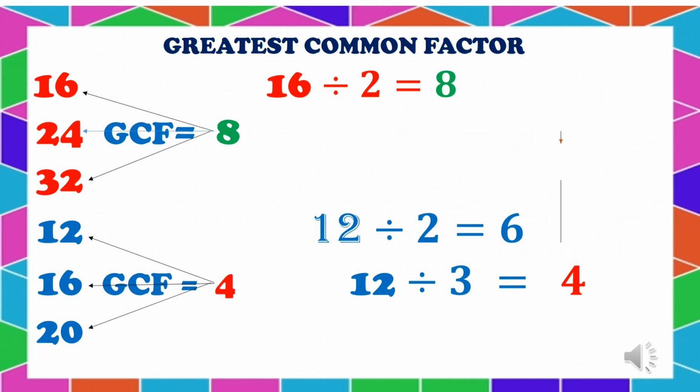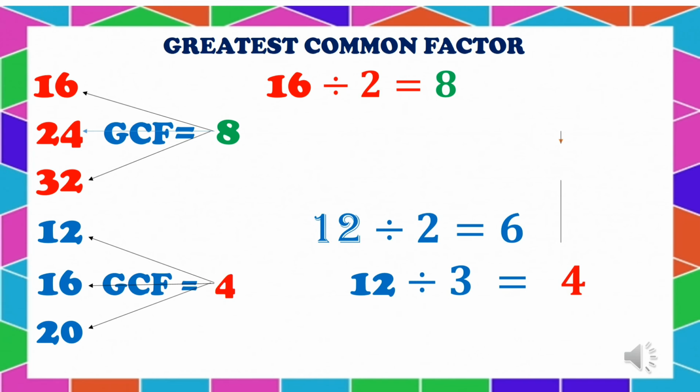So we will go to the next step. We will have 12 divided by 3. 12 divided by 3 will give us 4. So the result is 4. So we will try to divide 16 by 4. We can divide 16 by 4 by simply getting the divisibility of 16. And 20 can be divided by 4 also.